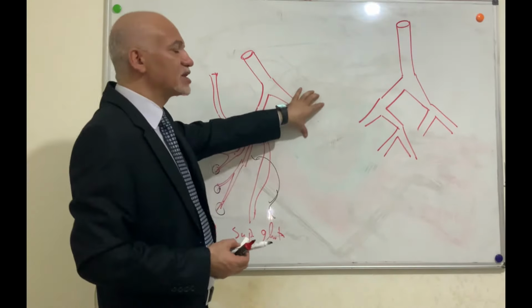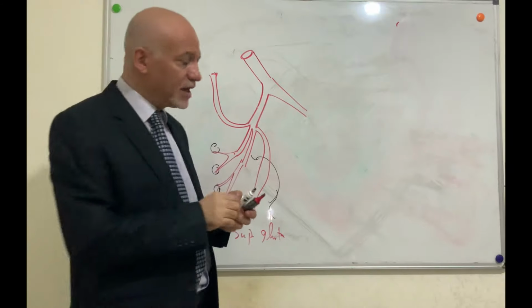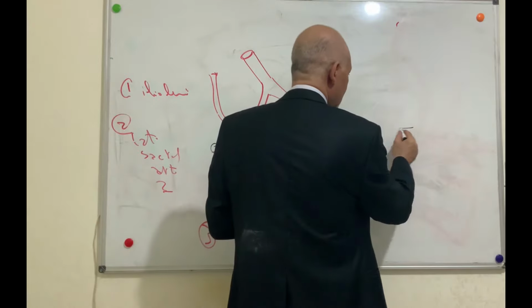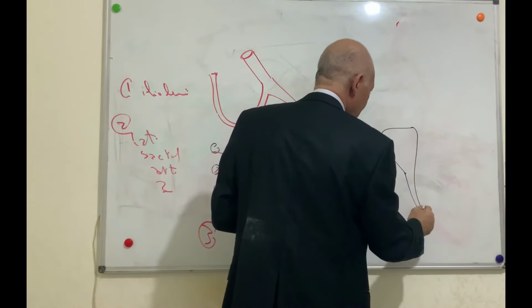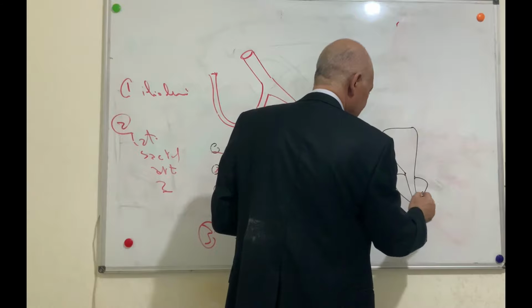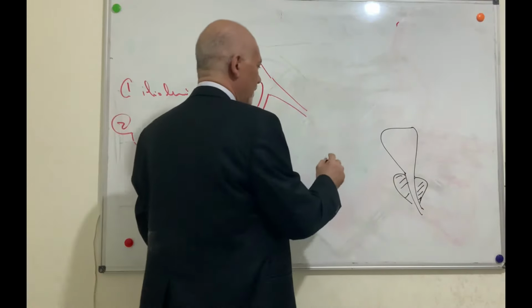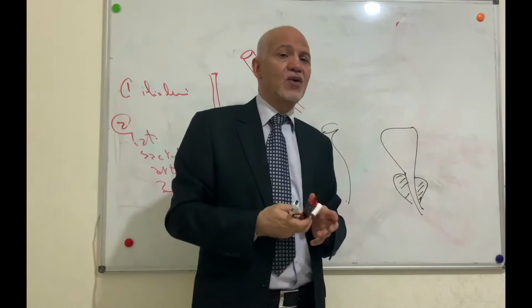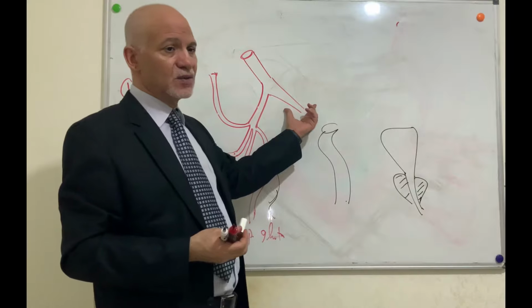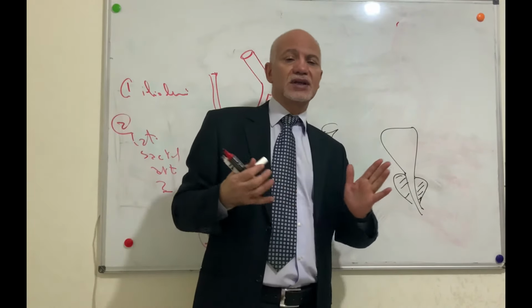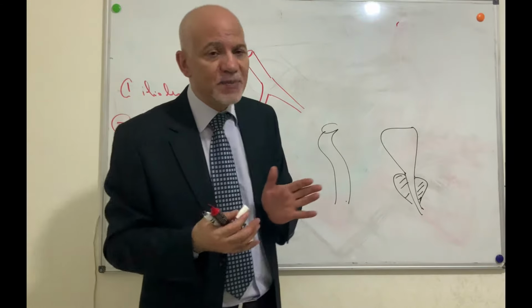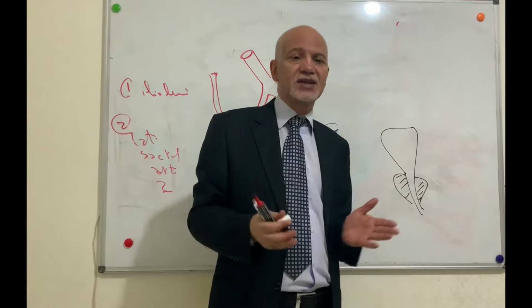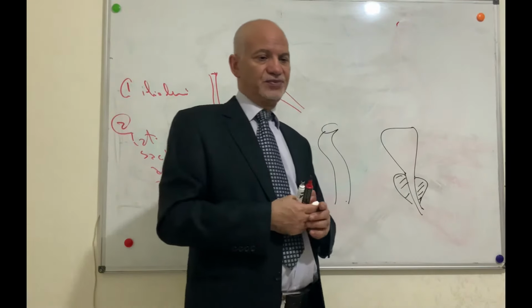The branches from the anterior division are different in male and female. In the male, the pelvic organs are the urinary bladder, this is the prostate, and this is the rectum. The branches of the anterior division we can divide into two groups: the group supplying organs, called the visceral branches, and the group supplying the wall and the muscle, called the parietal branches.